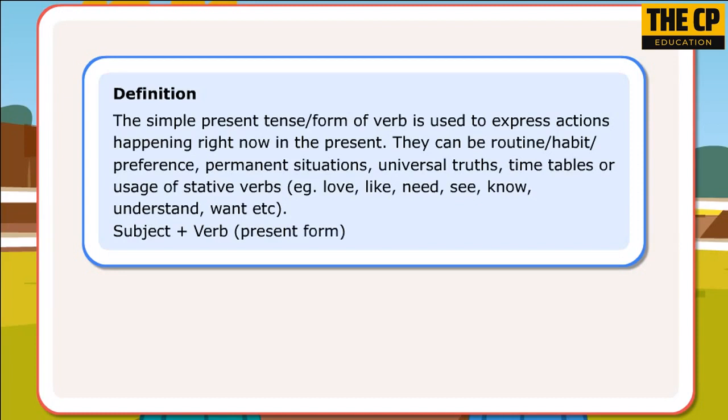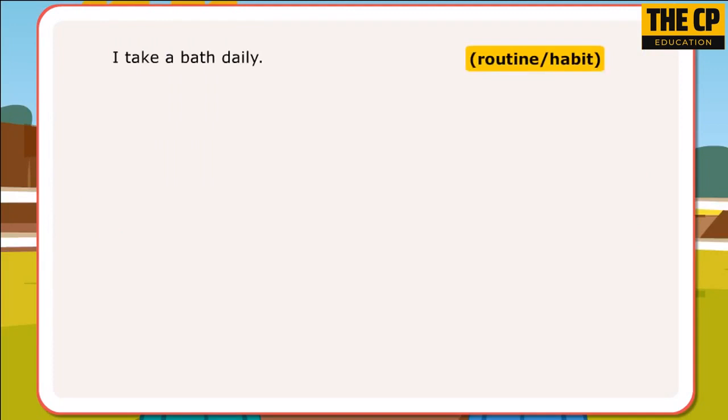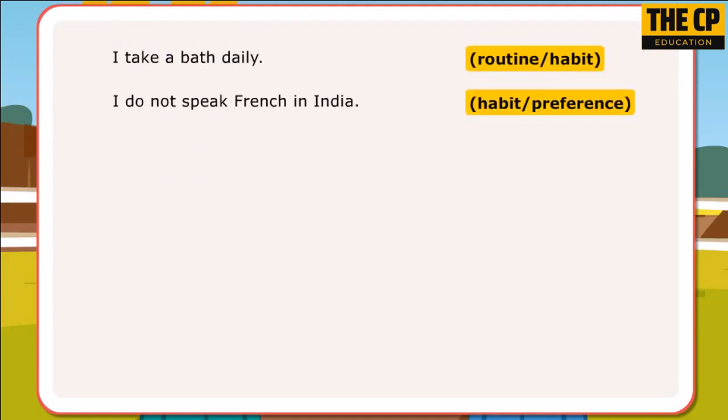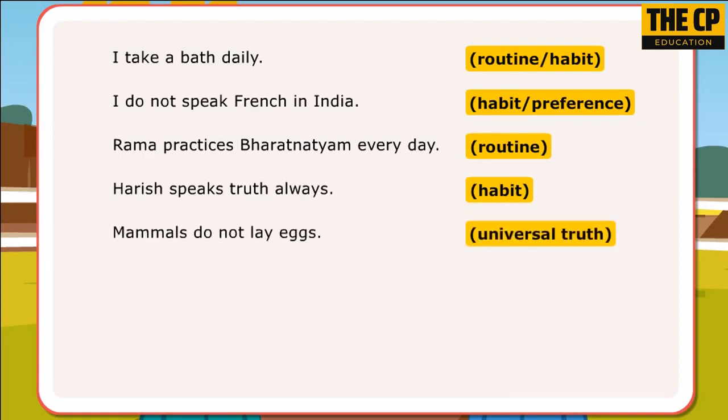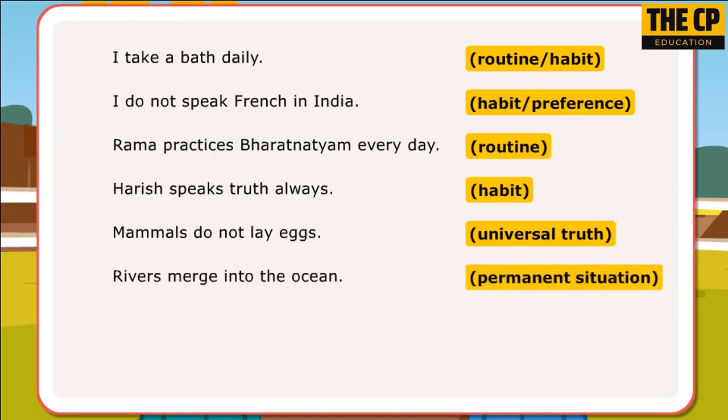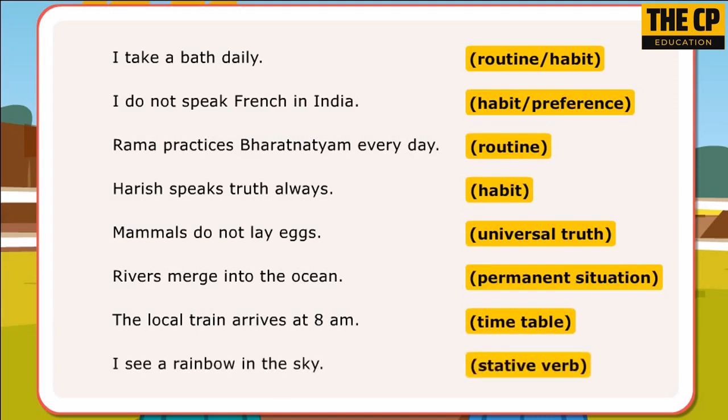Let us look at a few sentences. I take a bath daily. I do not speak French in India. Rama practices Bharatnatyam every day. Hari speaks truth always. Mammals do not lay eggs. Rivers merge into the ocean. The local train arrives at 8 p.m. I see a rainbow in the sky.